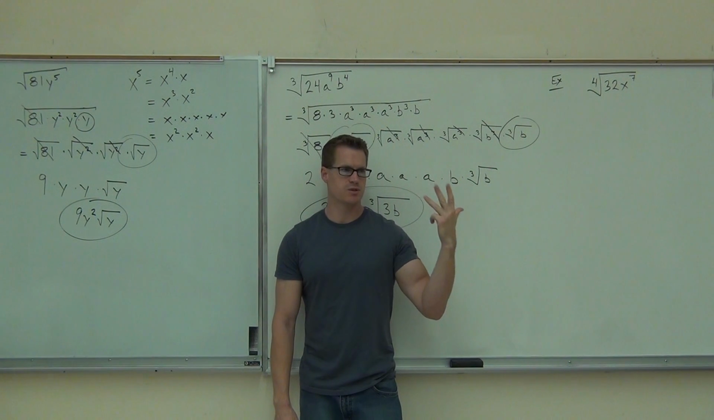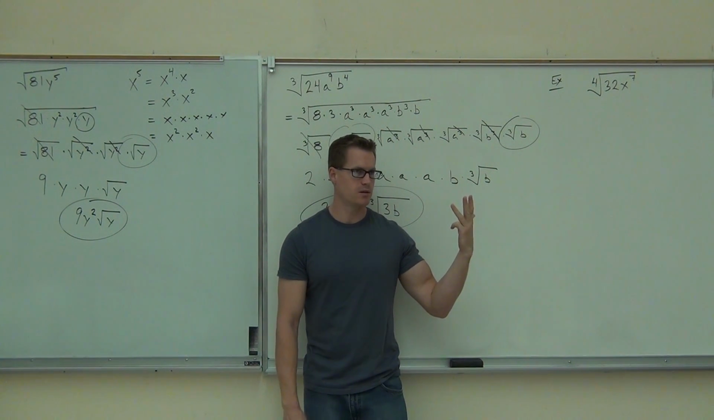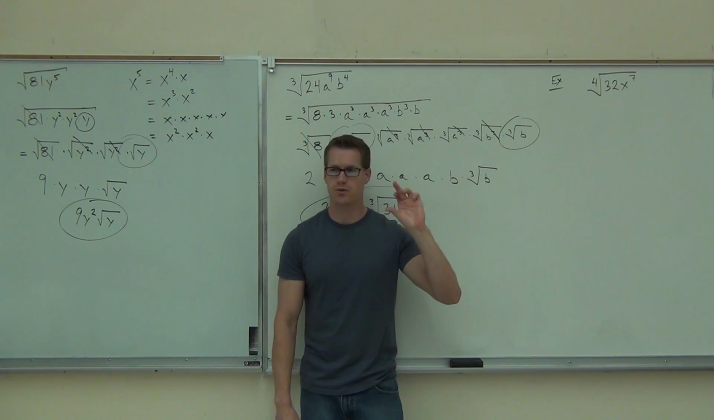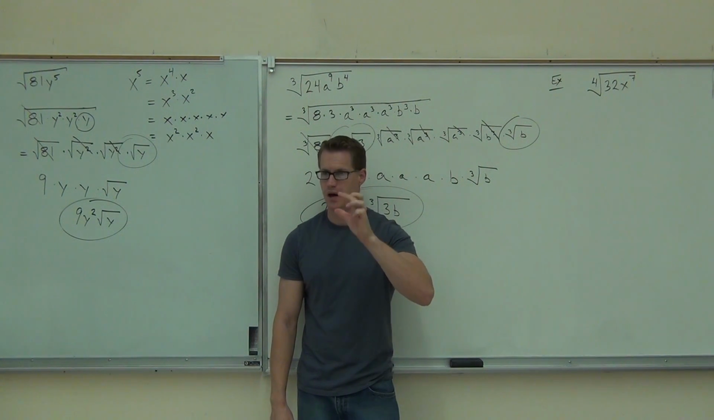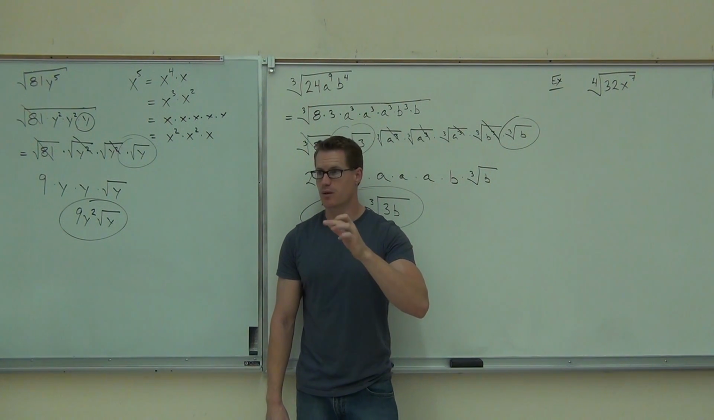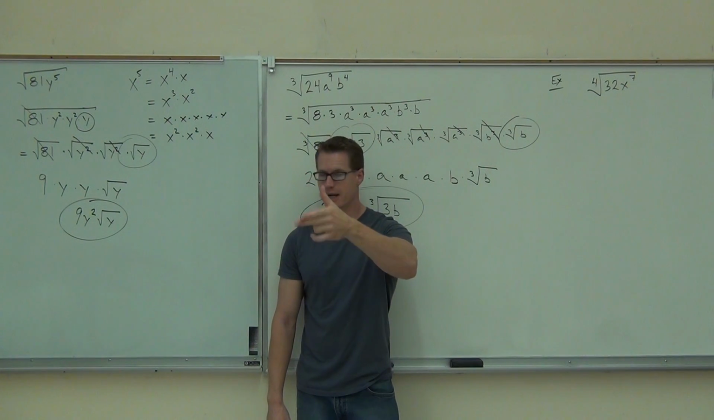3 times 3 times 3 times 3 is already 81. That's way too big. Okay, so when we're looking at numbers to the fourth power, 2 and 3, that already gives you 16 and 81.